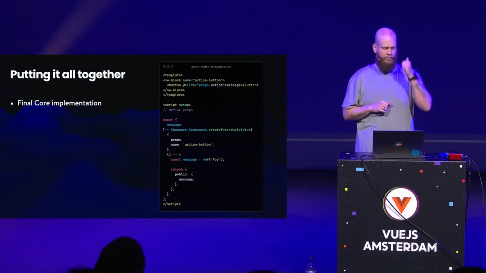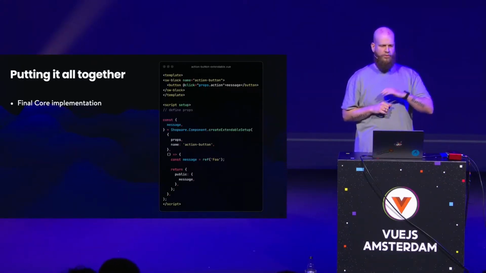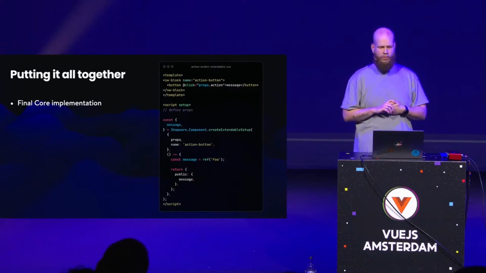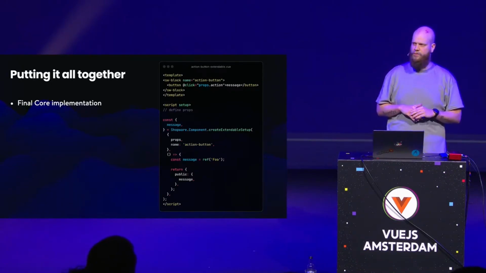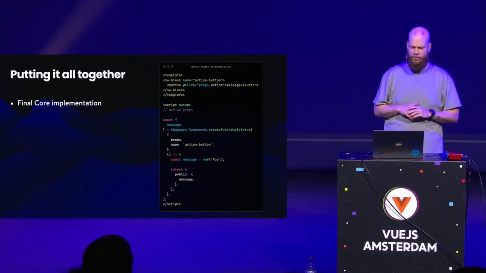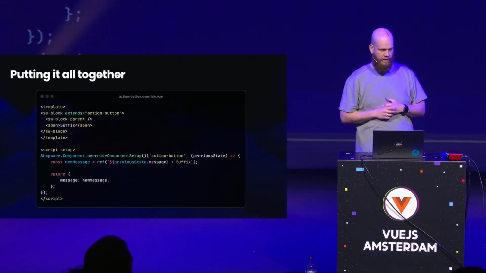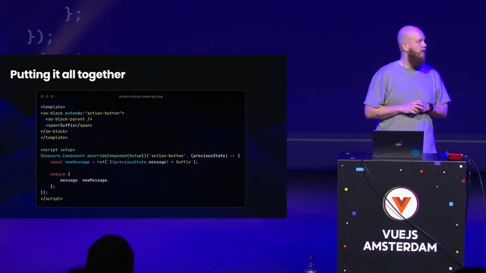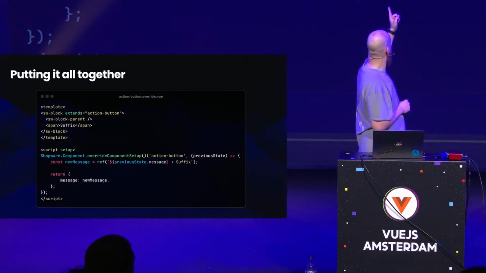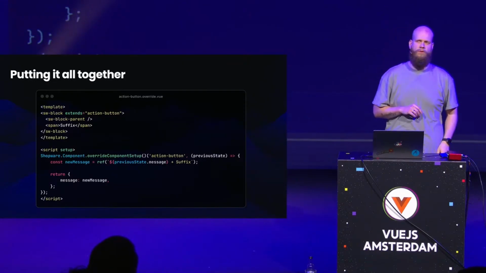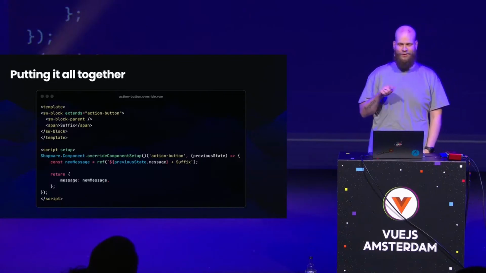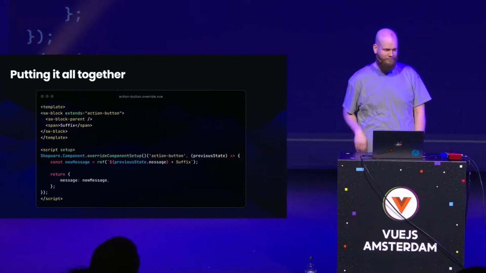In the script setup, we do the exact same thing as before. We create an extendable setup with our props, with the name action button, and say, yeah, this message is public. You can change the message to whatever you like. And I don't know how well you can read that, but the title of the file is something like actionbutton.override.vue, and this is going to get important on the next slide.